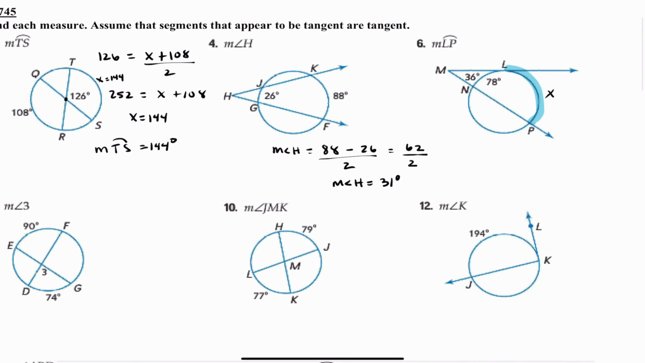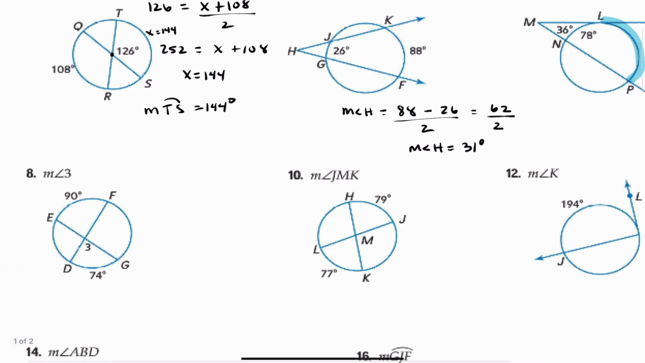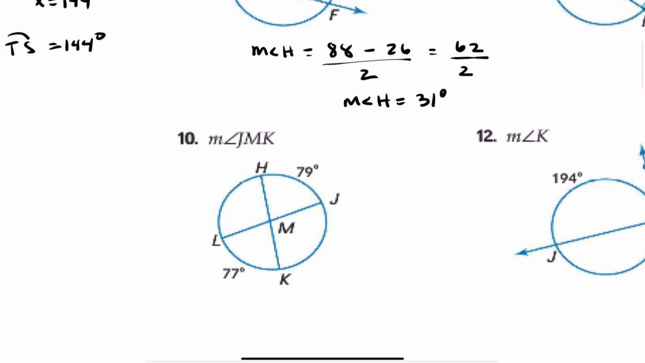Number 8 should be number 2. Number 10, what's number 10? JMK. Okay. Awesome. So this is probably what I'm going to do. If I can figure out how long this angle here is, right, then I can just use the definition of linear pair to figure out how long that angle that we want to find, okay?